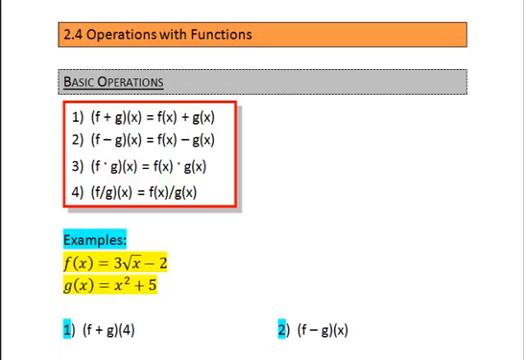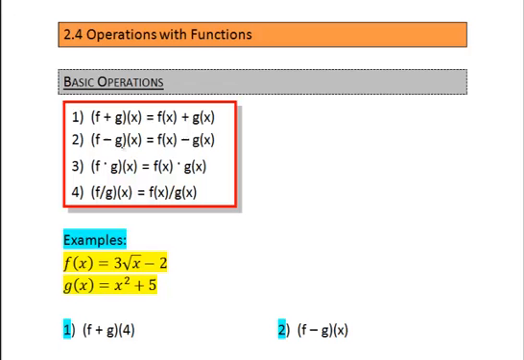So now we're going to learn about operations done on functions. The very first thing we have to do is get a few of the basic operations down. This says f plus g of x is equal to f of x plus g of x. That just means you take your value for x, substitute it into both functions, and then just add them together.